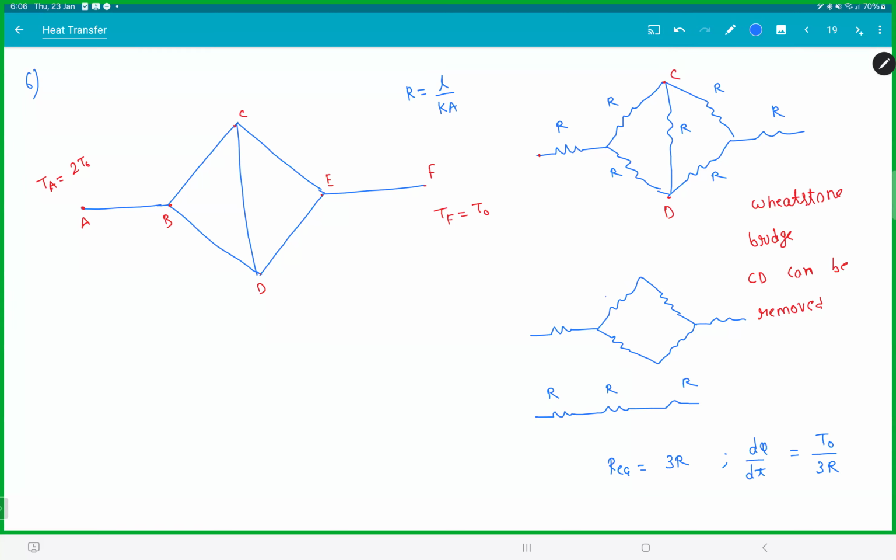Clear. Now, how to find the temperature at B, C, D, E? Try, I'll give you a minute for that. If that extra part is not removed, now you can't solve this. There are techniques to solve, but not right now. We will see those things in current electricity.